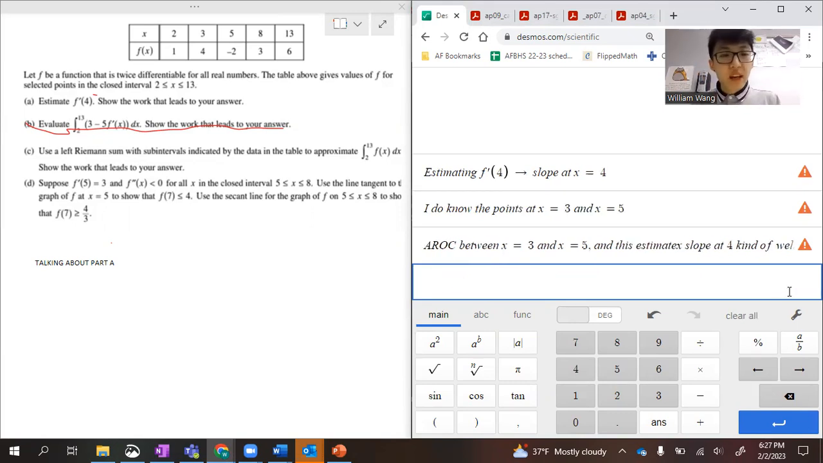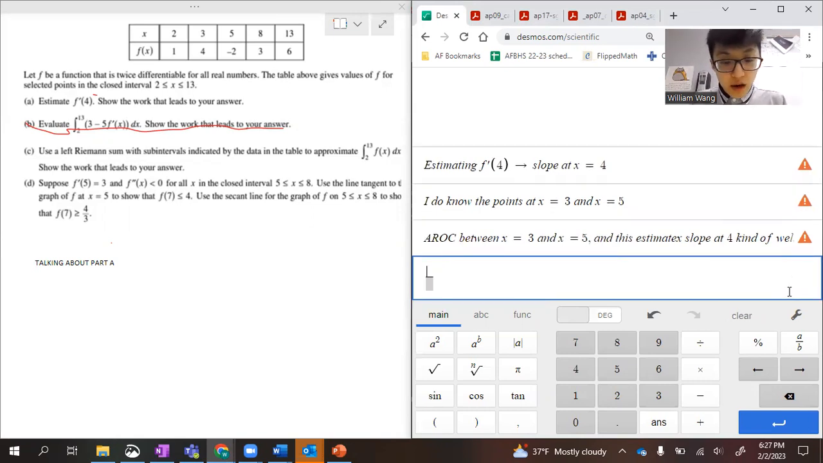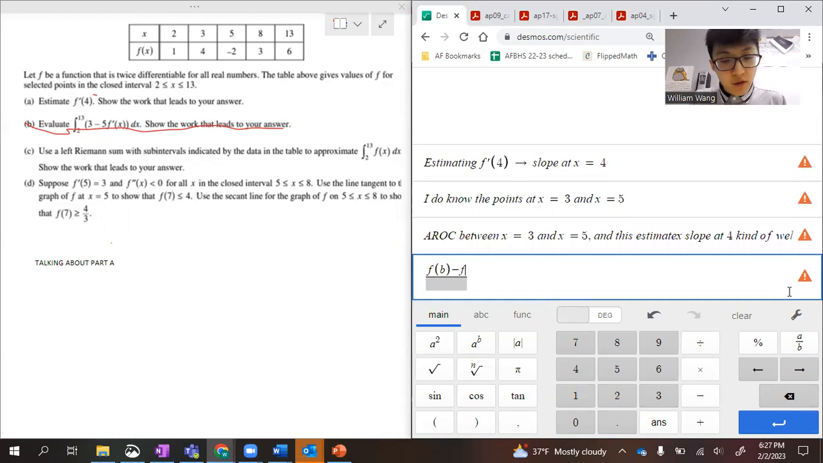So part A, you would do the average rate of change is equal to f of b minus f of a over b minus a, except you plug in your values: f of 5 minus f of 3 over 5 minus 3, right? Cool.